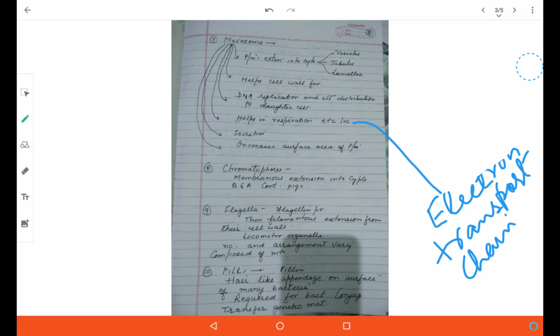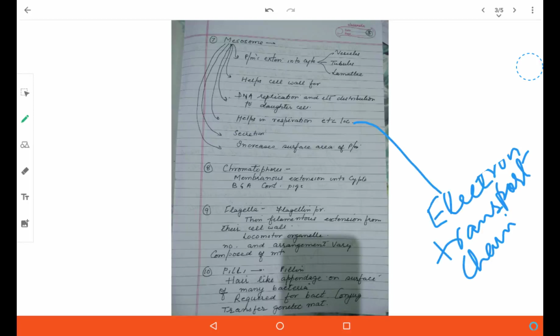Mesosomes also help in secretion. It increases the surface area of the plasma membrane for absorption also. Another important thing which occurs in bacteria are chromatophores. Mostly they are not in bacteria, they are found in blue-green algae, and chromatophores are also found in some bacteria. They are membranous extensions into the cytoplasm, as I've told you earlier, and I'm repeating it.